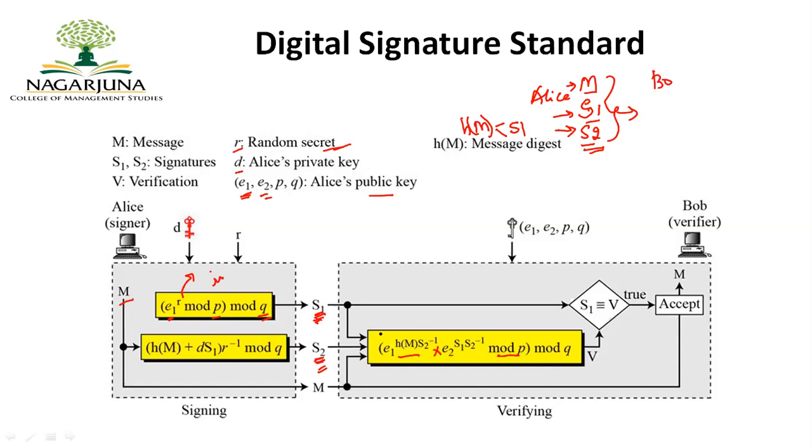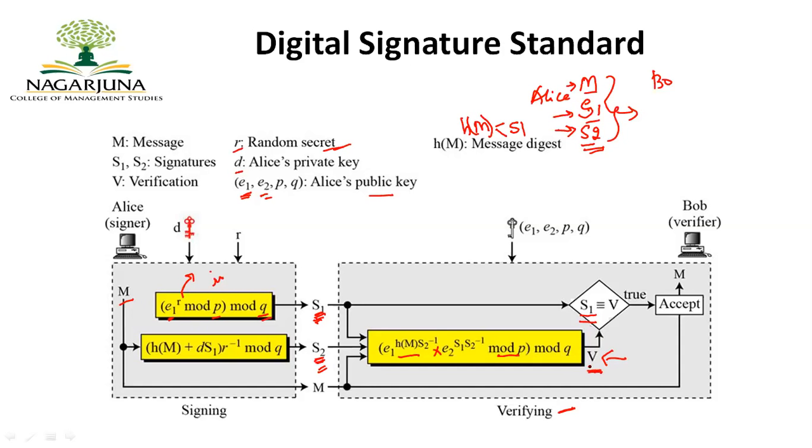So now he is going to get one more value called V. This is your verification method to verify whether the digital signature sent from Alice is appropriate or not. Now he generates V and checks it against the S1 which is sent from Alice.